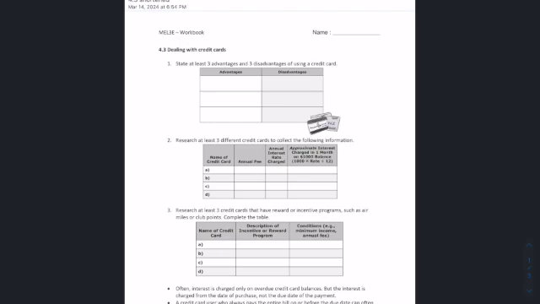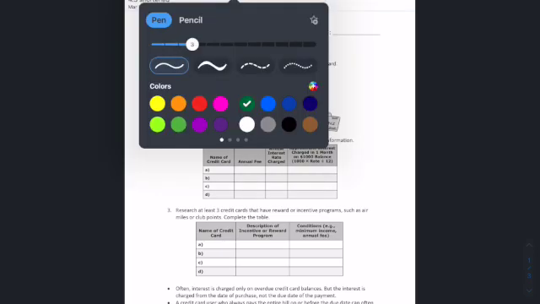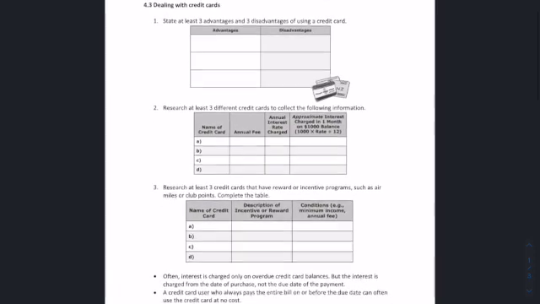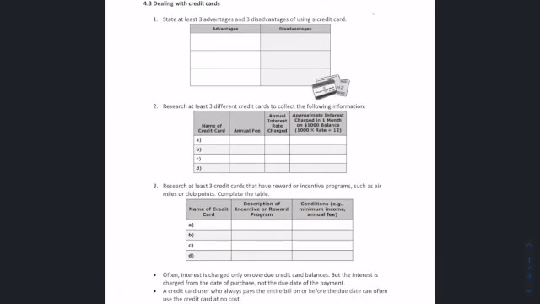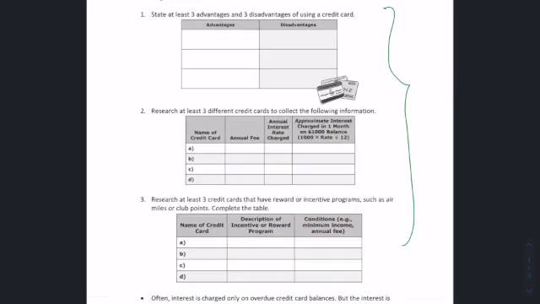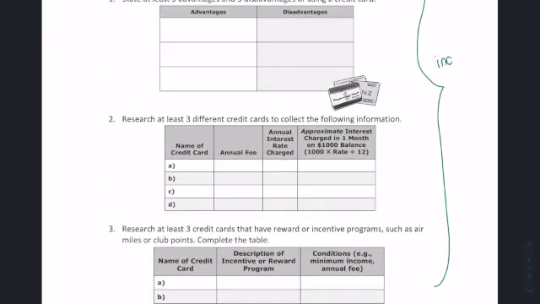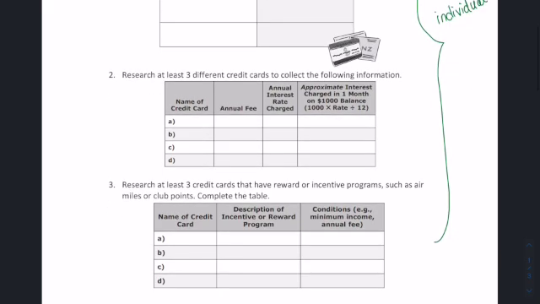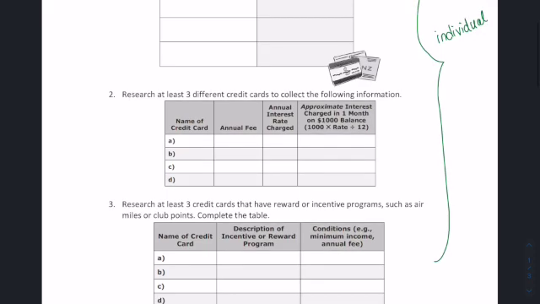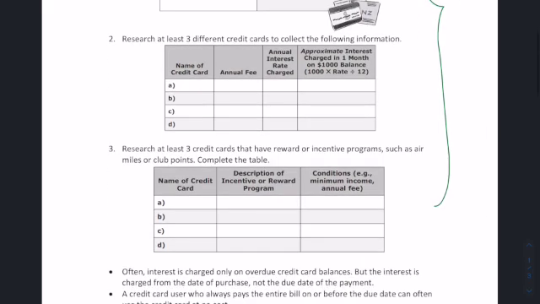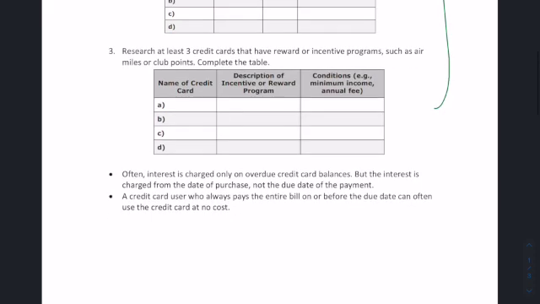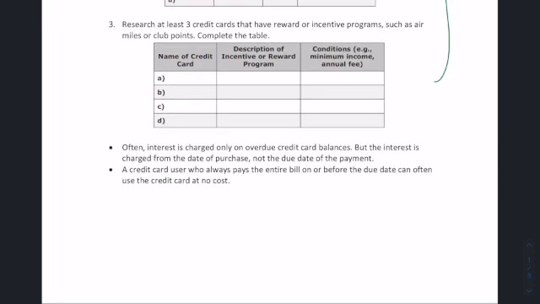All right, so for 4.3, dealing with credit cards, the first part here is very much to be individually done. All these things are kind of researchy, so that is up to you to determine with the help of the internet: different fees that are charged for different credit cards, and what those credit cards' incentives, like the programs, are. Over here, I will read this through though.